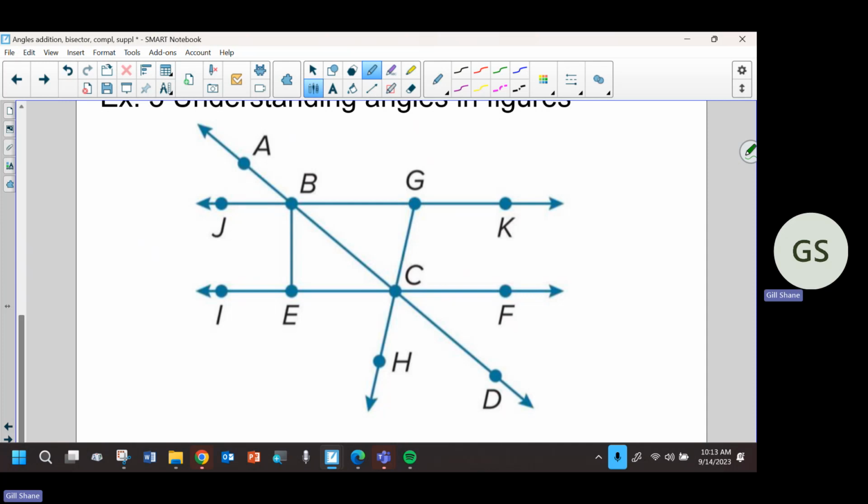It just means you need to be able to figure out what angles are equal, what angles add up to 180, and what angles are not equal. You can't assume some angles are 90 or equal to each other.